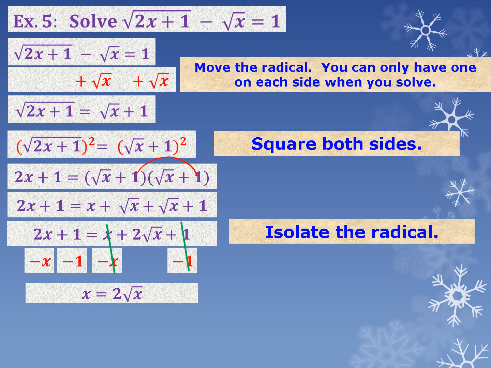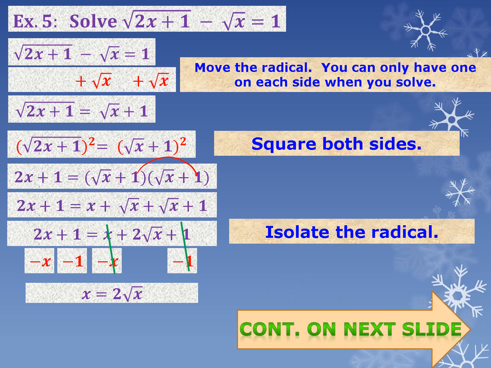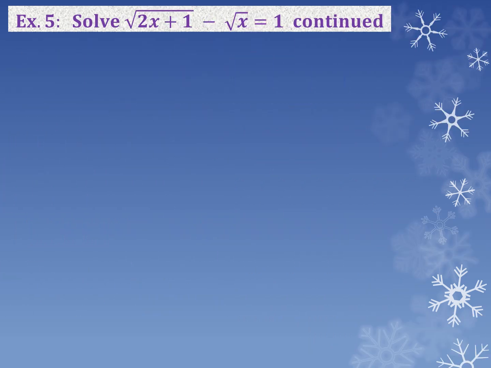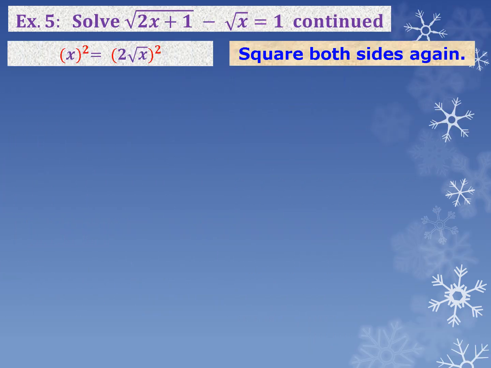Okay, so we're almost there. Now that we've got the square root isolated, you're like, wait, it's got a 2. It's going to be easier just to jump right in and square both sides. I'm going to go to the next slide because I need more room. So here's where we were. We said we're going to square both sides. Now, if you want to divide by 2 and then square both sides, that's okay, but that's going to end up being more work. So I would just leave that 2 attached and then square both sides.